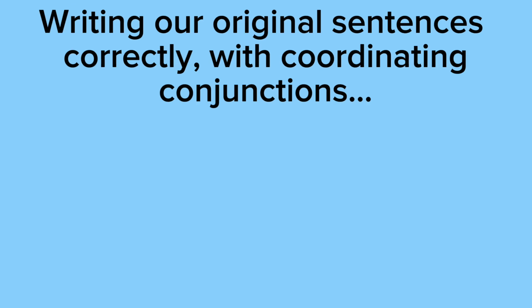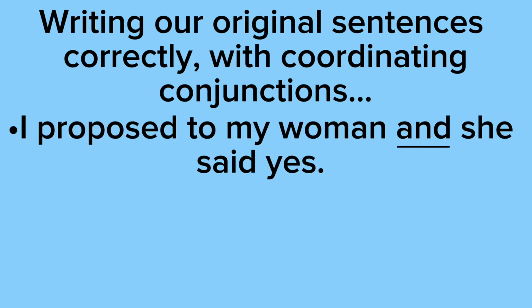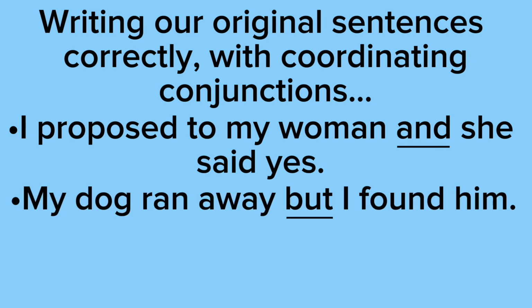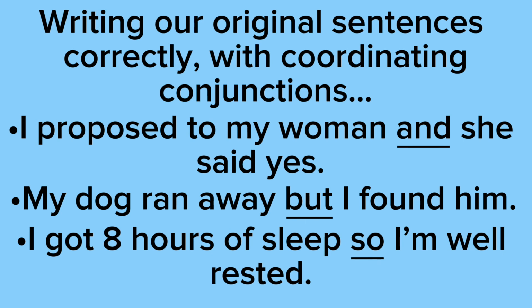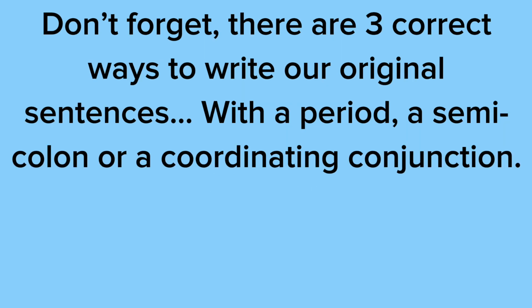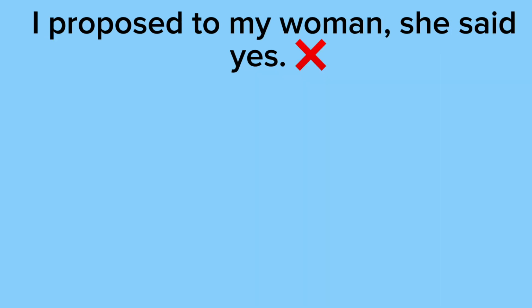So here are our original sentences being written correctly with coordinating conjunctions. I proposed to my woman and she said yes. My dog ran away, but I found him. And lastly, I got 8 hours of sleep, so I'm well rested. Don't forget, there are 3 correct ways to write our original sentences: with a period, a semicolon, or a coordinating conjunction.